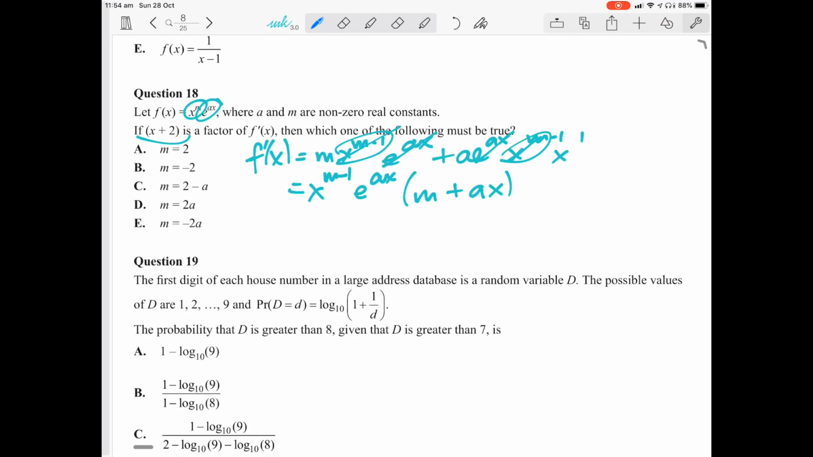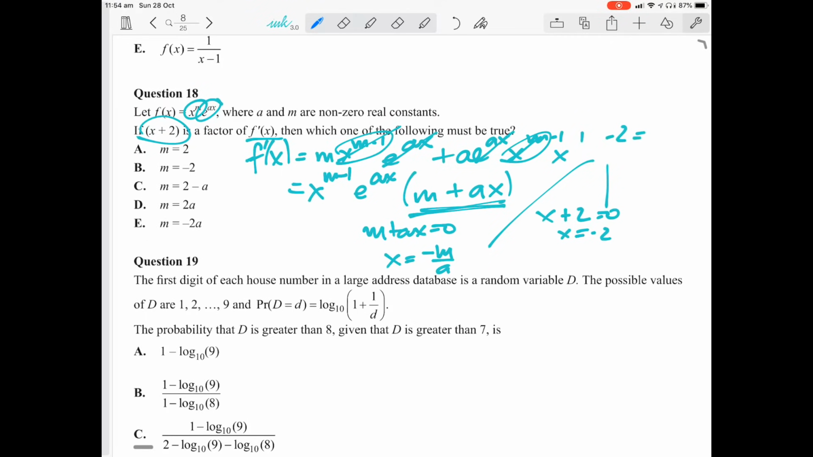Okay, and it's saying that that's a factor of f dash of x, so it must be this factor here. So if I solve that, m plus ax is equal to 0. X is equal to negative m on a. And if I solve the other one, x plus 2 is equal to 0. X must equal negative 2. So negative 2 equals negative m on a. Cancel them. I get m is equal to 2a, which is d.